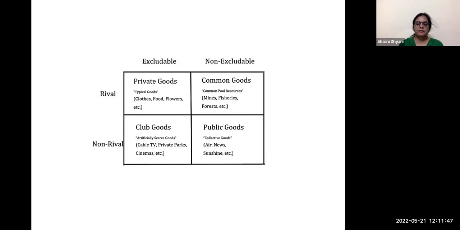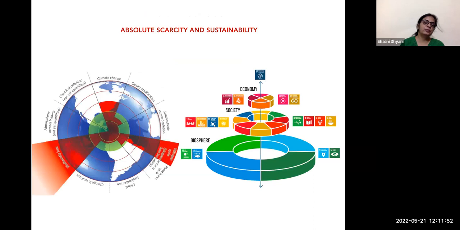So with this, we come to the last point of this chapter, this unit, that is about absolute scarcity and sustainability. And I'm showing you the example of sustainability. And this shows two important diagrams. One is planetary boundaries to show you that we have around 11 or 12 planetary boundaries. And these red marks show that most of these boundaries are crossed.